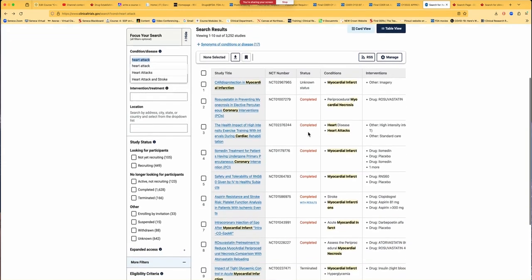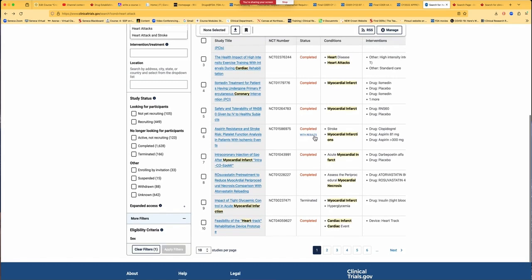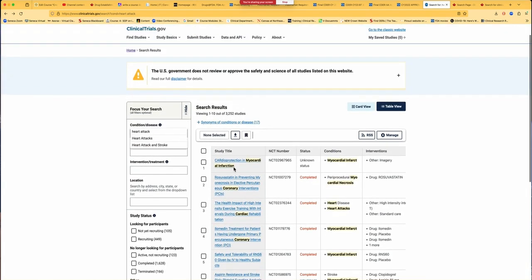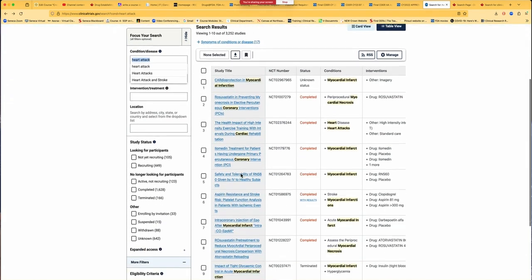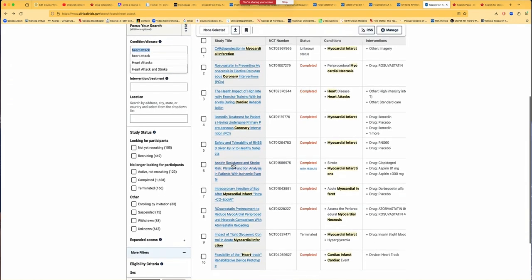We also have studies with results. We have studies that have been terminated, those who are recruiting as well, and this is how you will be able to see which study has which status, what are the disease conditions in subjects, and then what are the interventions. Now I'm going to choose the study which is aspirin resistance and stroke risk. Interesting. This is completed as well.